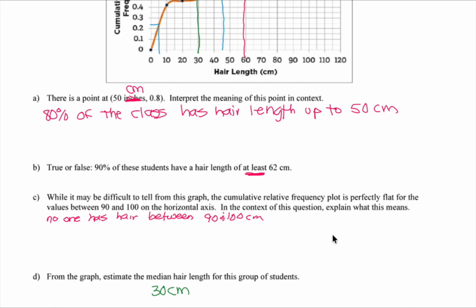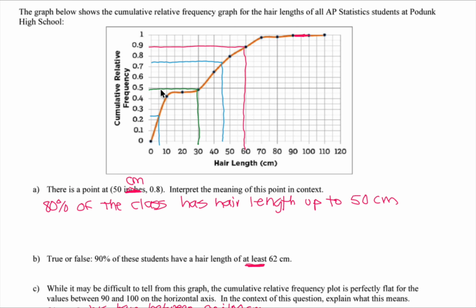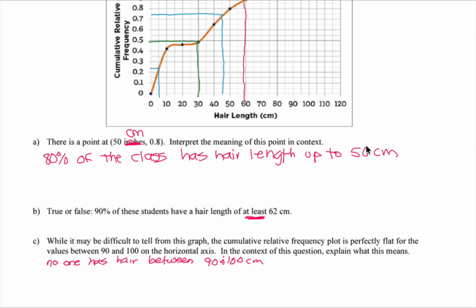Part D. So now for part D, we're asked to estimate the median hair length. The median is the 50th percentile. So I start on the y-axis at 0.5, move horizontally until I hit the curve. So it's approximately right here, which corresponds to 30 centimeters. So this is 30 centimeters on the x-axis corresponding to 0.5 on the y-axis. So from the graph, that lands at about 30 centimeters, so the median hair length is approximately 30 centimeters.